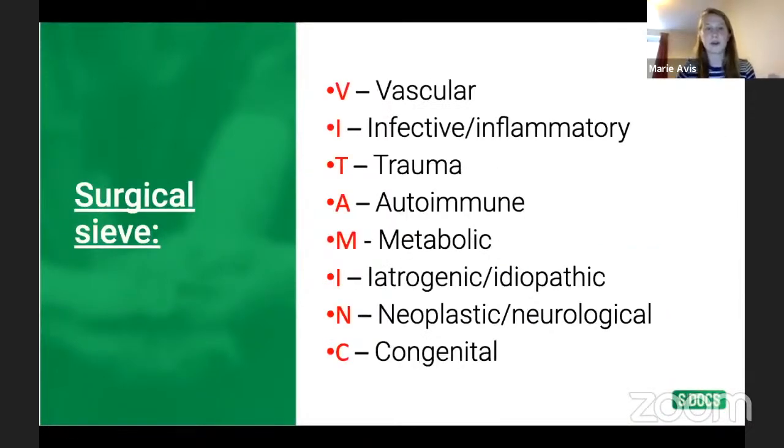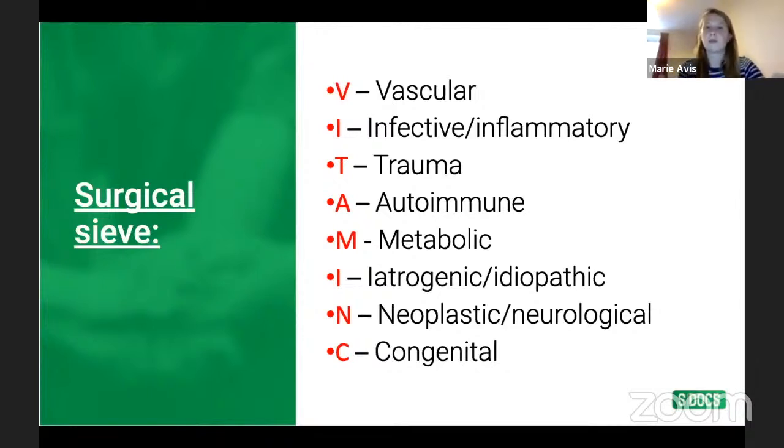Surgical sieve, so I heard this term thrown around so much in my first year in clinical placement. And for the first few times, I'll be honest, I had no idea what it was. But it's basically a way of thinking about what differentials you can think of or what causes there could be for someone's symptoms in a structured way. So like I said, you're not just picking things out of your head.